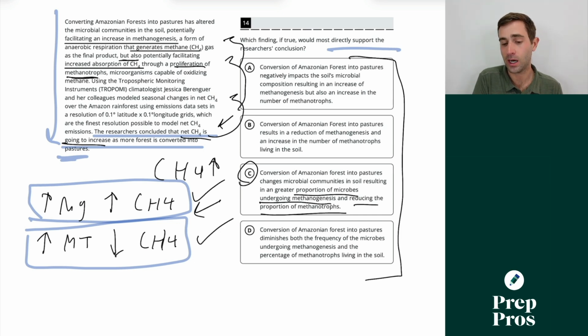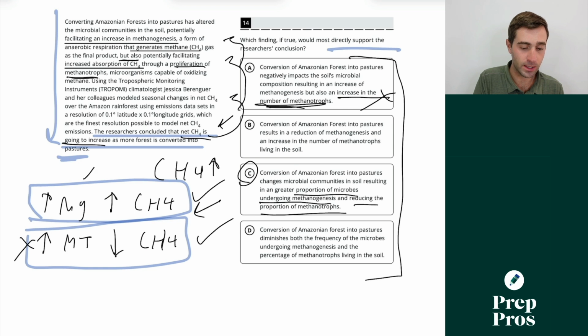Now, if we look at all the other answer choices, this one is showing an increase in both. That's missing on our second part. B results in reduction of methanogenesis. Well, we want an increase of that. And D, conversion of Amazonian forests into pastures diminishes both the frequency of the microbes undergoing methanogenesis and the percentage of methanotrophs. Well, we need to see an increase of this, not a decrease of that. That's how we can see that C is our correct answer.